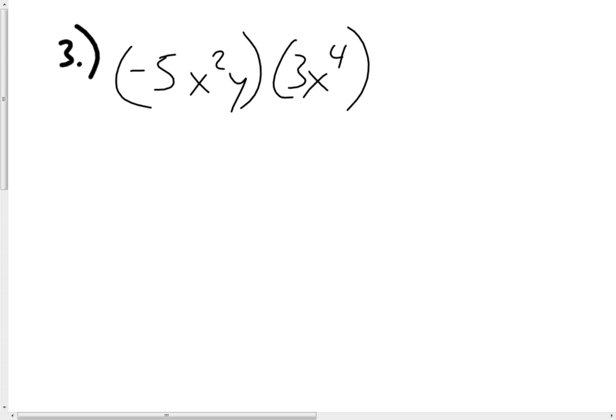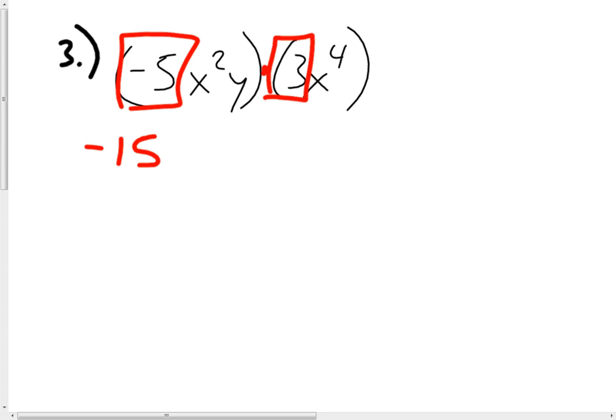Now I take a look at the numbers. Circle this or box this in. We're multiplying because there's nothing in between. So what is negative 5 times 3? Negative 15. You're done with the coefficients that are in front.